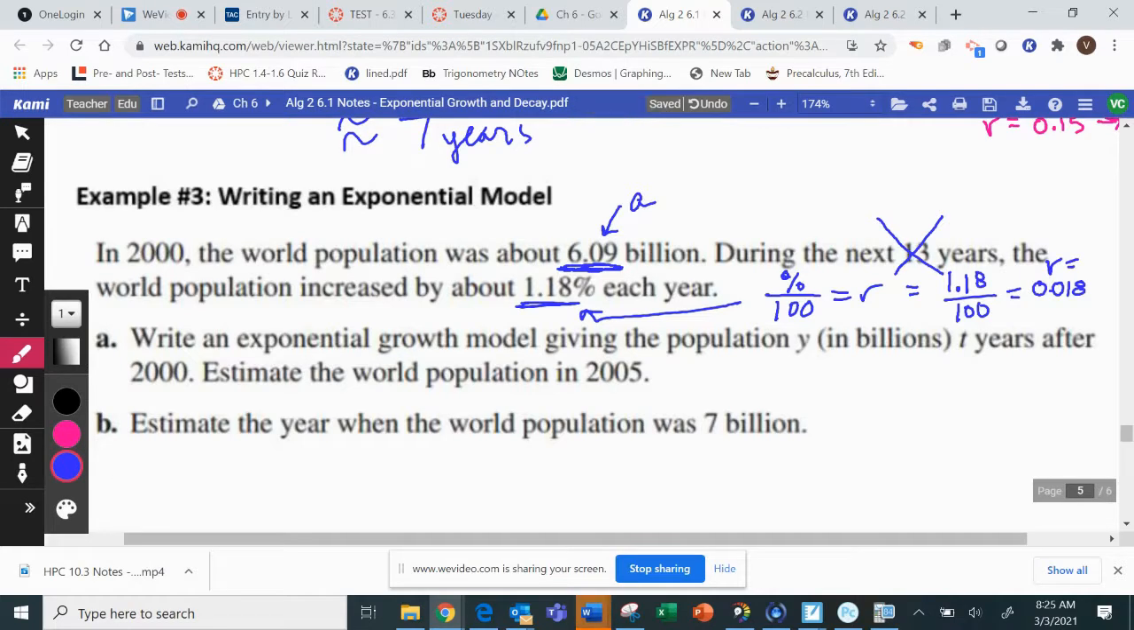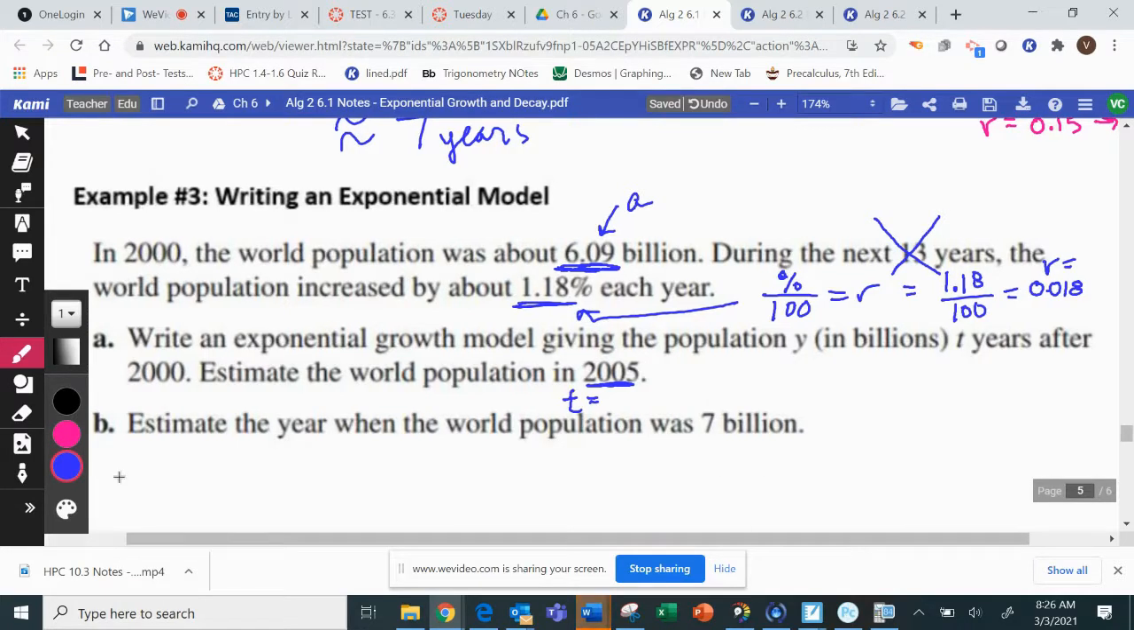And then for estimating the world population in 2005, what is our T value going to be? Brooke. We're going to have to estimate the world population in 2005. So what will our T value be? How many years would that be? 5 years. So we're going to write our model. We're going to have Y equals our A, we said was 6.09.